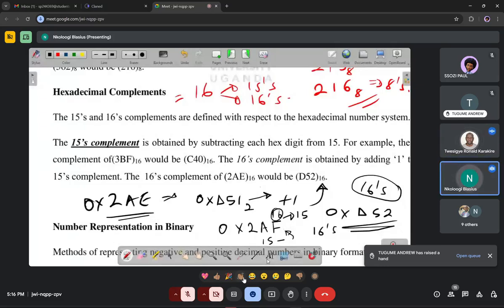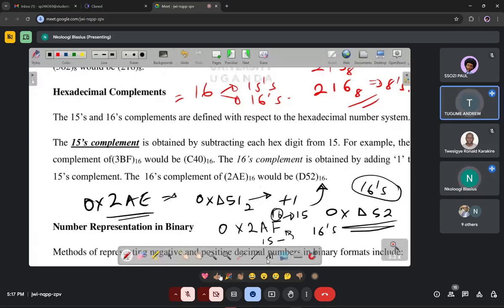Andrew, you have a contribution, a question, or what? It's a question. I just wanted to know where this is applied. Right, it's a good question. So you guys, you're doing programming. You're doing Python, C, C++.